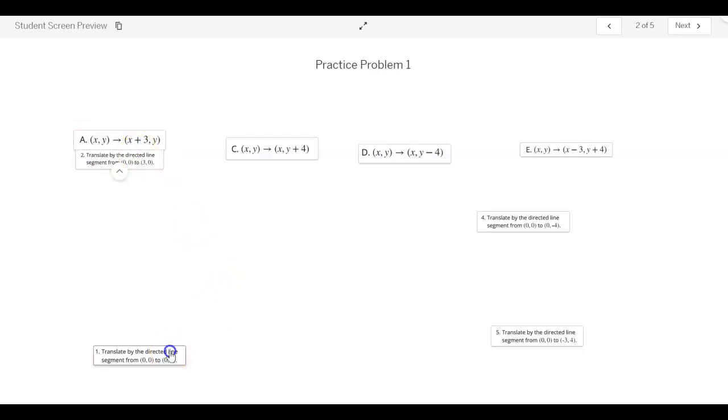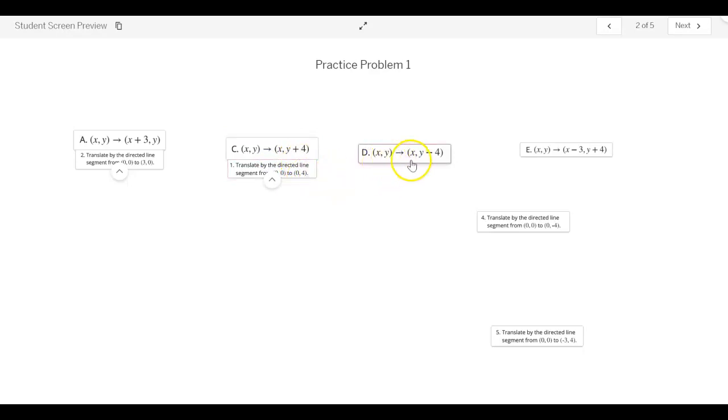So try the rest of these on your own, and then I'm going to talk about them a little more. Remember, you can pause and come back. So this next one says we have xy, and we are translating it by this rule, x comma y plus 4. So I'm going to look for the one that says translate by the directed line segment from 0, 0 to 0, 4. Because I have a positive 4, that's how I'm changing my y.